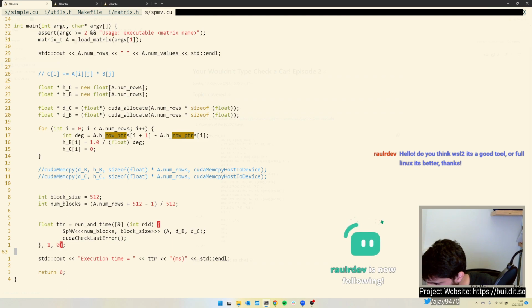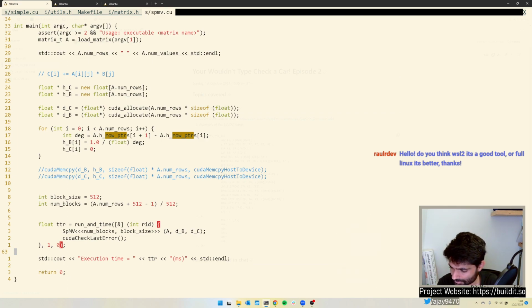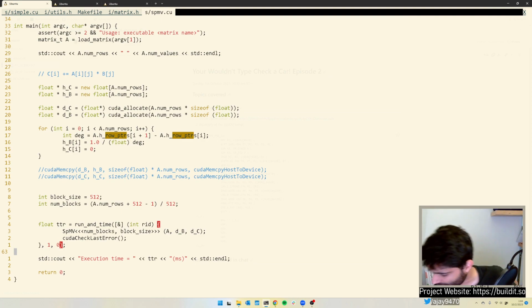Do you think WSL2 is a good tool or is Linux better? Yeah, thanks for the question. We did cover that in the first stream, and the gist is that I think they're both equally good. I have used standalone Linux enough before, and I have switched to WSL recently. WSL has gotten to a state where you can do almost everything you need to, including writing CUDA code if you wish to. The side benefit is that I also get to play games without having to switch between operating systems. So, yeah.